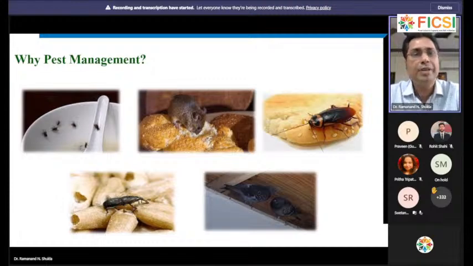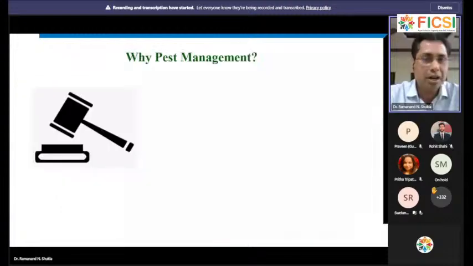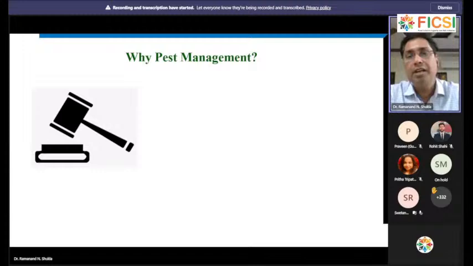So the first requirement of pest management is that we have to ensure that the food that we are processing or handling is safe for consumption. The other reason is the regulatory requirement. Dr. Pasupathy mentioned that the FSSAI norms are getting stringent day by day, and there are penalties. If there is unsafe food because of pests, there can be imprisonment, and also fines of up to 3 lakhs, or if it causes grievous injury, it can go up to 10 lakhs.